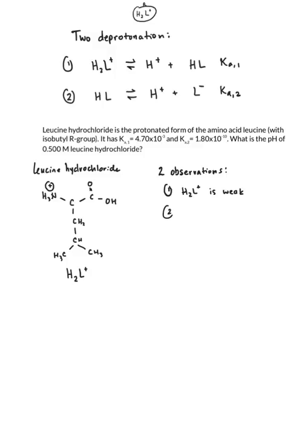Secondly, even though H2L plus is weak, it's still stronger than HL, the zwitterionic form of this acid. So HL is much weaker. In fact, it's weaker by 7 orders of magnitude. That suggests that whatever HL, this zwitterionic form, is produced in the course of H2L deprotonating, itself hardly dissociates at all. Therefore, it might be helpful for us to think about H2L plus acting like a monoprotic weak acid.